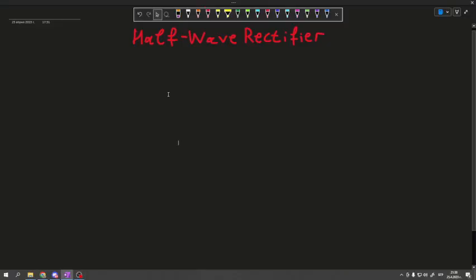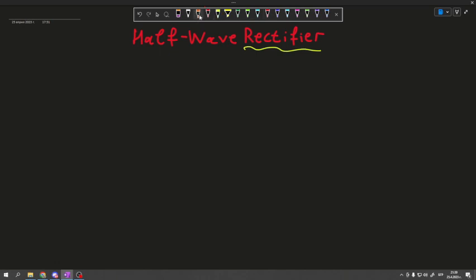Now that we know how a diode works, let's see how we can use it to make a half-wave rectifier. And if you need a refresher, feel free to go back and watch the earlier videos. But let's start from the name. There are two parts, half-wave and rectifier. Let's start with rectifier. What does it mean to rectify?